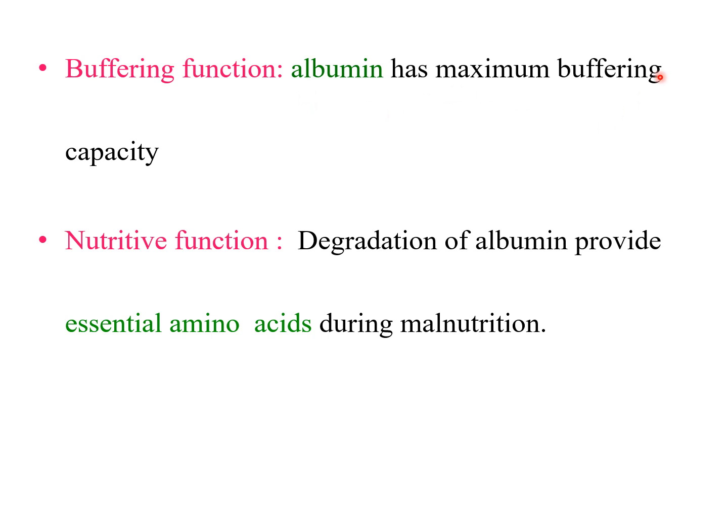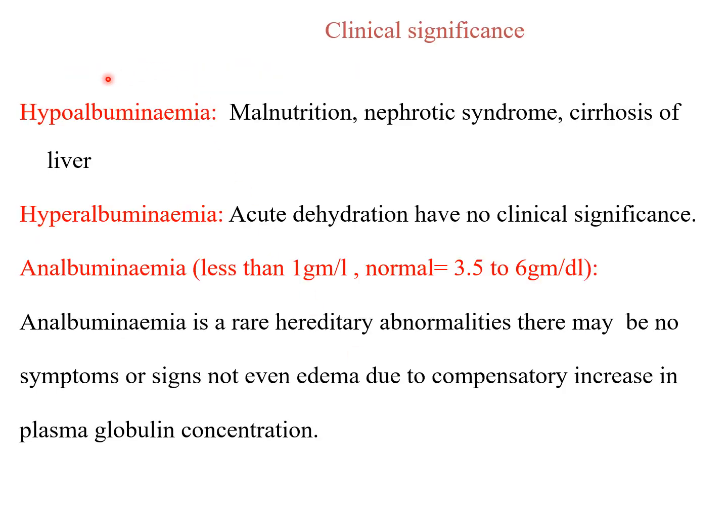Albumin has maximum buffering capacity. Nutritive function also it performs. Degradation of albumin provides many essential amino acids during malnutrition. Hypoalbuminemia, its clinical significance lies in malnutrition, nephrotic syndrome, cirrhosis of liver. So there is lack of albumin, its concentration is less than the normal value.